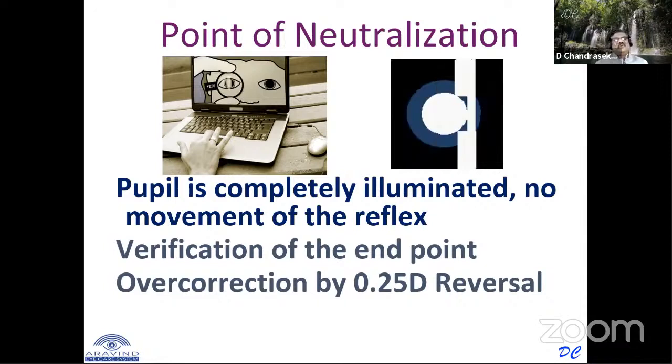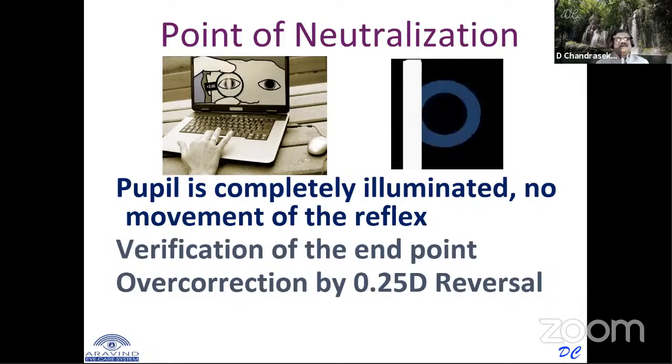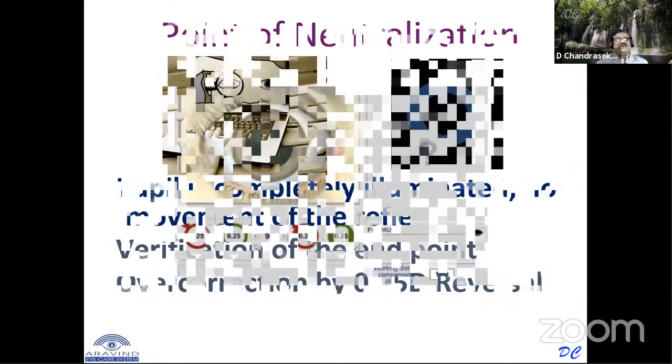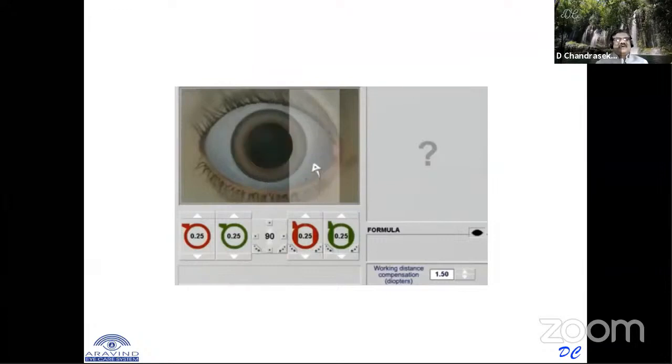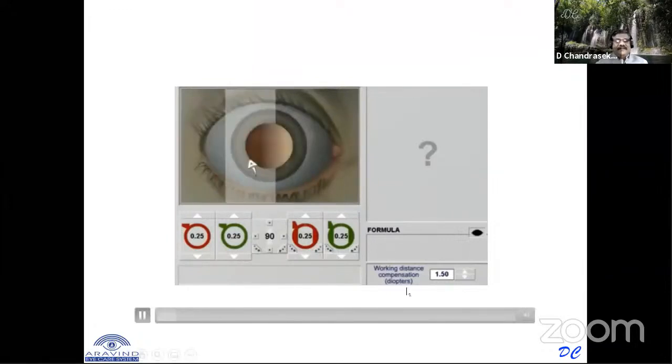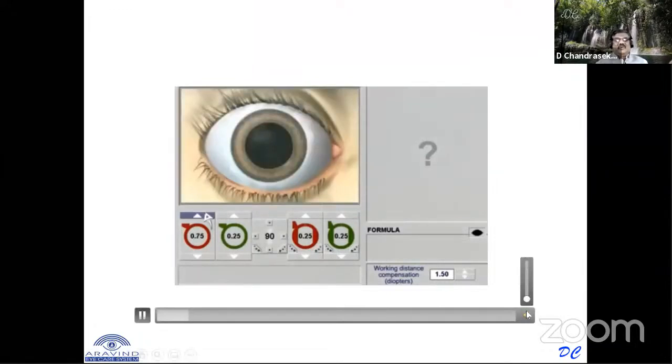So far, at +2, you have been having a with movement. At 0, no movement. If you put a -0.25, it will become against movement. So this is the ideal way to find out a neutralization point. So this is one thing which will really show how to do it.